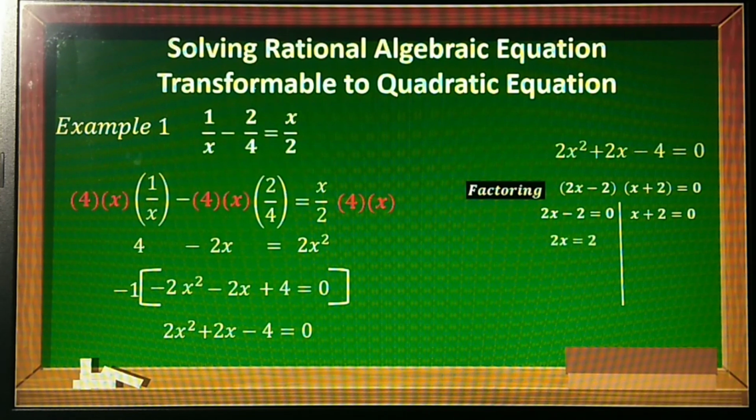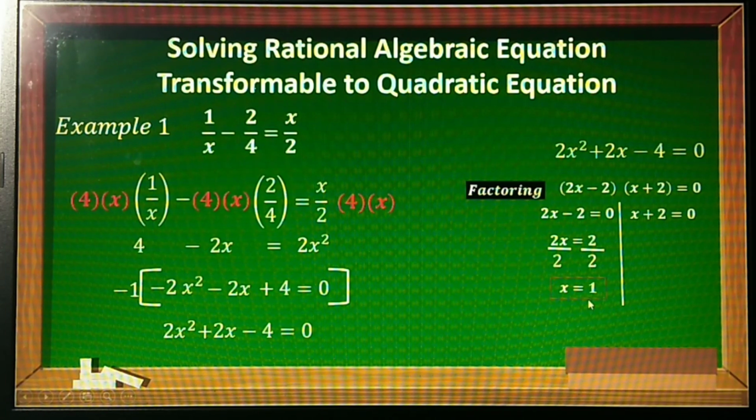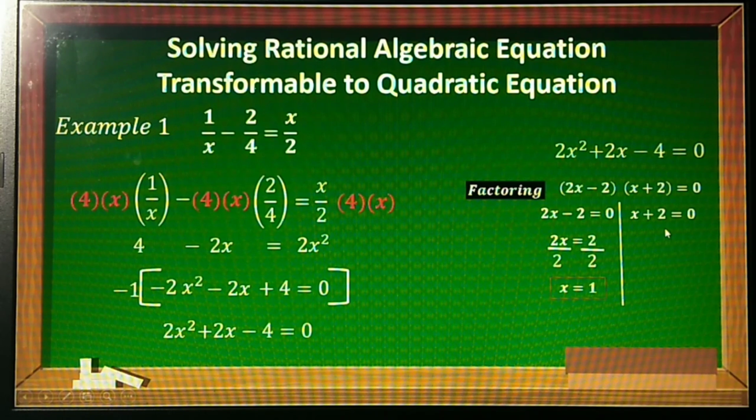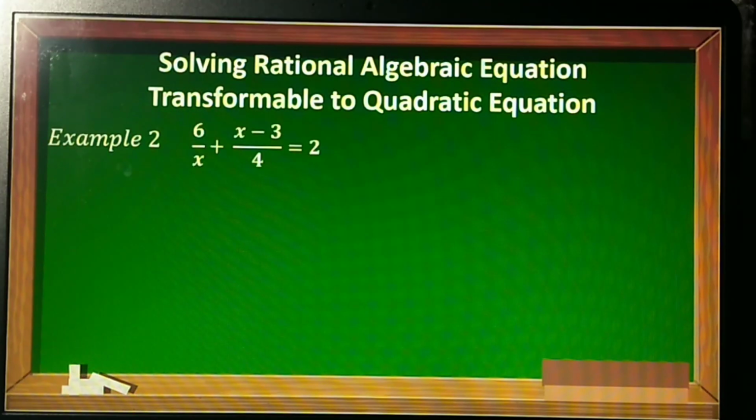So, yung first factor ay itatranspose lang natin yung negative 2 dito sa right side. So, magiging positive 2. Then, divide both sides by 2 to find the value of x. Okay, so divide. So, simplify, so we have x is equals to 1. So, that is our first root. Then, the second root is x is equals to negative 2. So, ang ginawa lang dito ay transpose si positive 2 to the right side. Kaya naging x is equals to negative 2. Let's proceed to our second example.